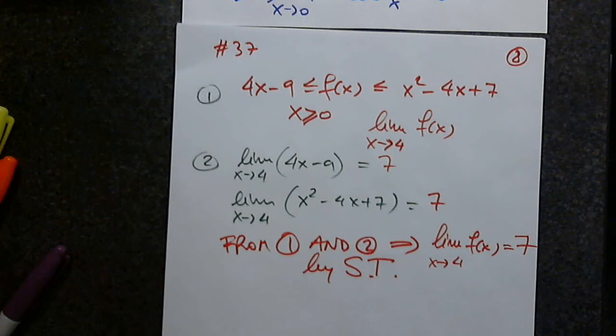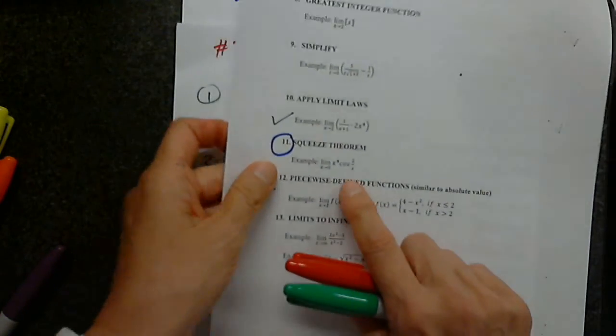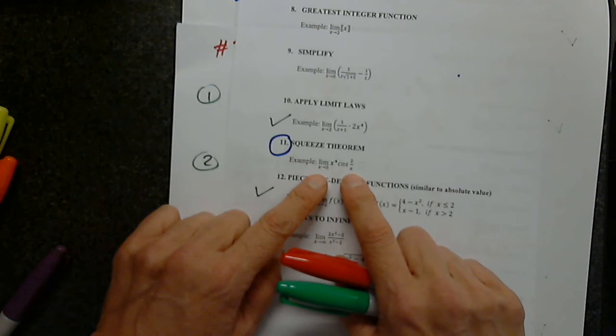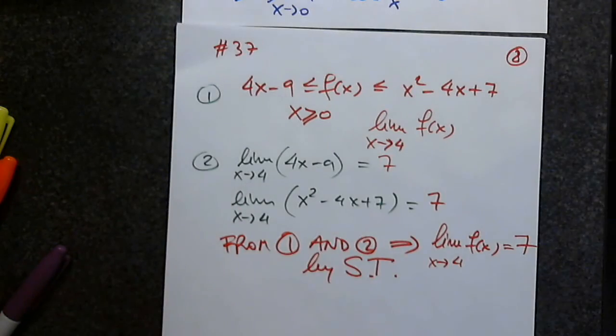So I would like you to work on this one. It's the x to the 4th cosine 2 over x. That's the limit.